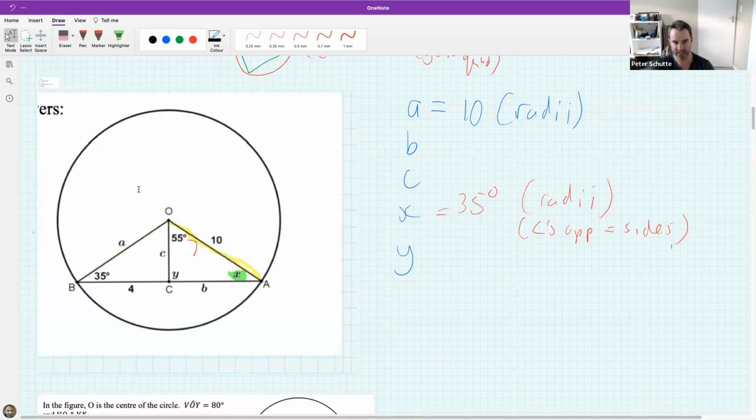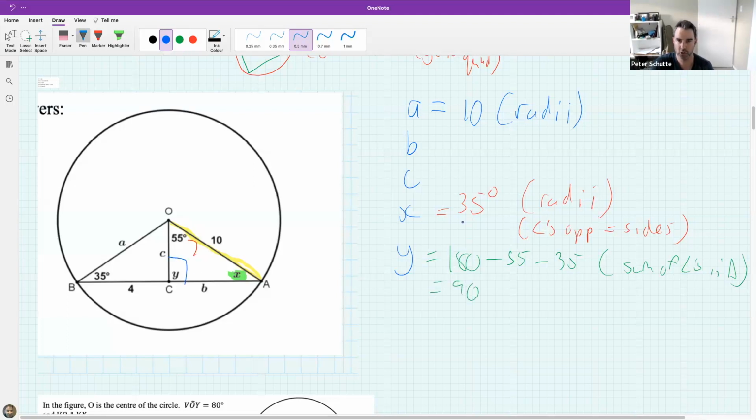Yes, you've got it. You wouldn't be able to find Y until you found X, because you don't actually know what Y is for sure. There's not enough information. So you can work out Y after you've got these two, because you go 180 minus 55 minus 35. And that's sum of angles in a triangle. And so now you know that this is 90.